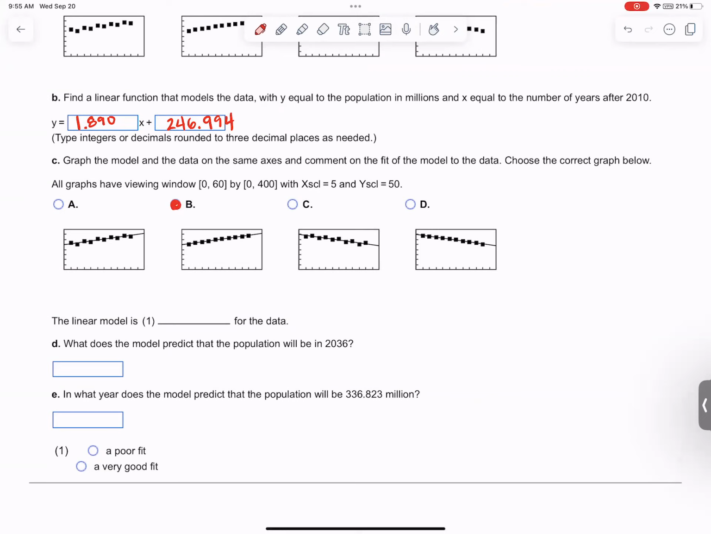Okay, is the linear model a good fit, a very good fit, or a poor fit? You get a choice here. Well, the line goes through most of your data points, correct? So it's a very good fit.